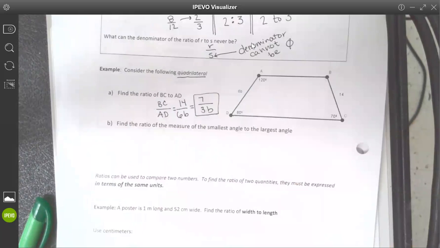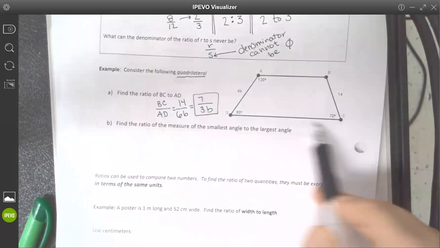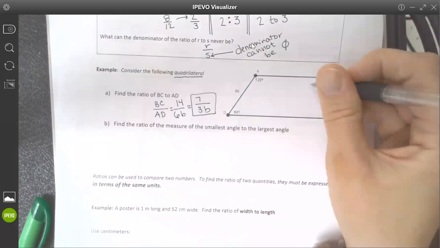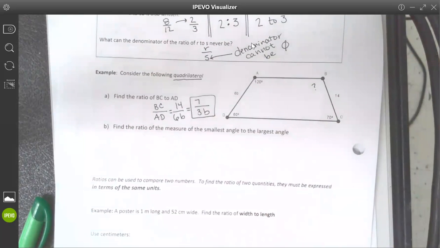Or we could find the ratio between 2 angles. So this is a quadrilateral that's a little bit tricky here because it doesn't give me all of my angles. So I have 60, 70, 120, and then this one's kind of unknown. Does anyone remember what a quadrilateral has to add up to? It's 2 triangles in there. So 180 and 180 is going to give me 360.